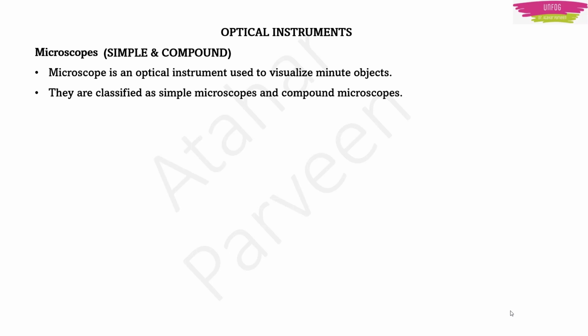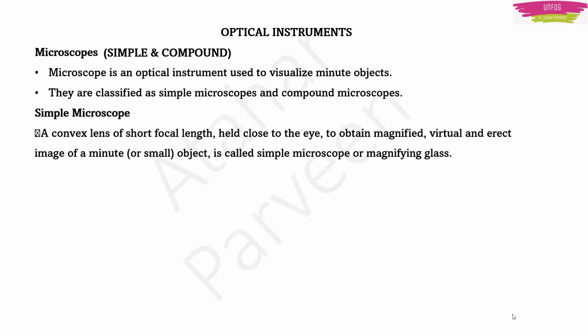So these are simple microscopes which we used to use in our laboratories. Compound microscopes are very big microscopes which are used for research purposes. Probably you must not have seen them, but they are very big. Okay, so much I can say. Now in a simple microscope, you will have one convex lens of short focal length. It will be held close to the eye. If it is held close to the eye, then only you obtain the magnified, virtual and erect image of that minute or small object. So this is called a simple microscope, or a magnifying glass also you can say.